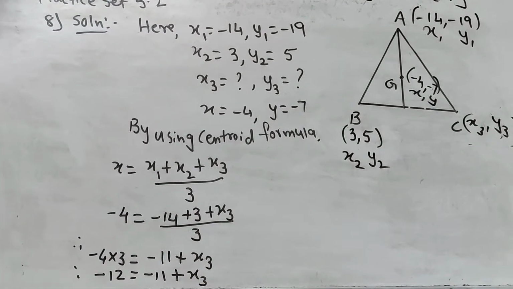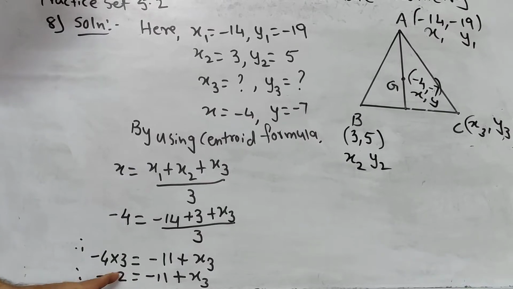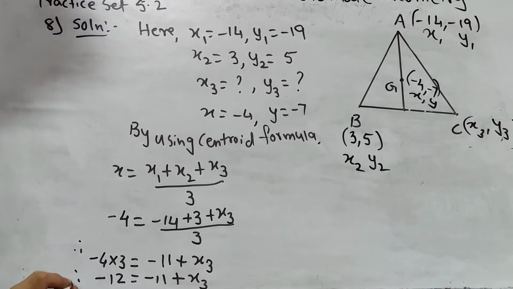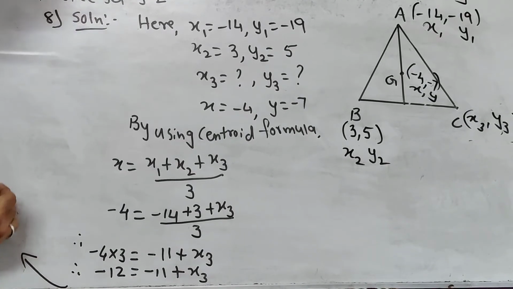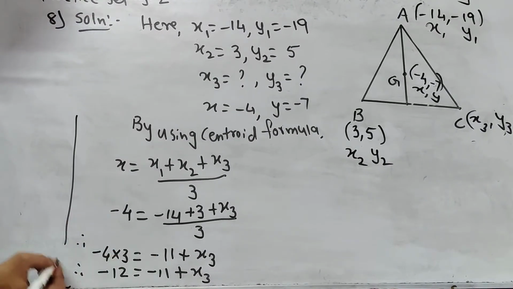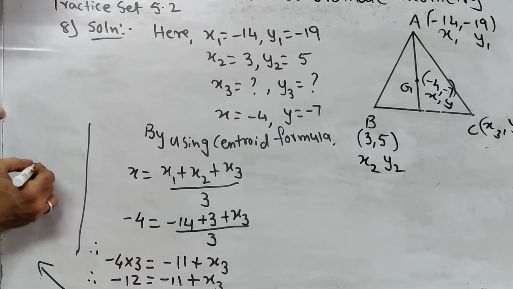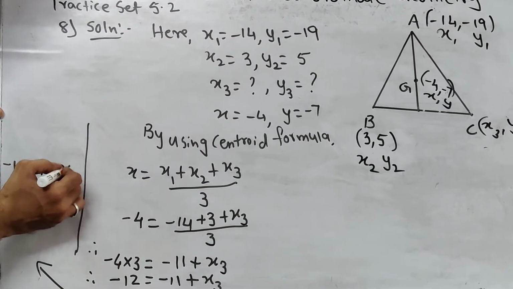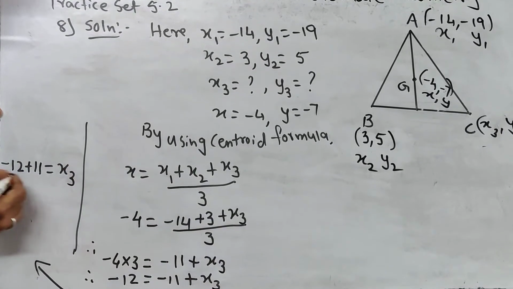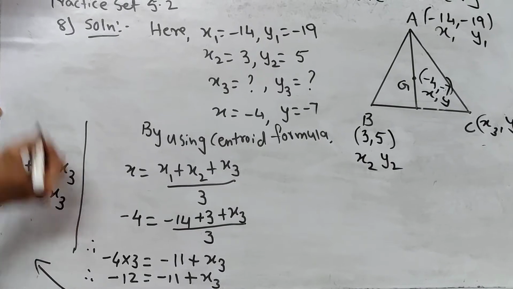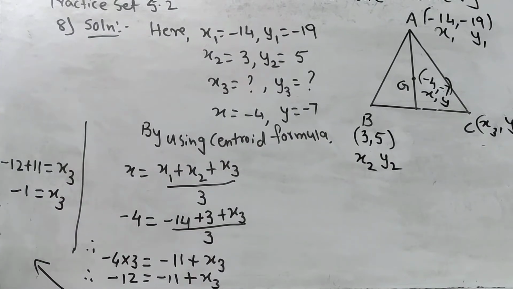Minus 12 is equal to minus 11 plus x3. So what you will get now, minus 11 will come here becomes plus. Okay, so I am writing it here. So please come to here. Minus 12 plus 11 is equal to x3. Minus plus is minus, you know, so minus 1 is equal to x3. So x3 you got minus 1.